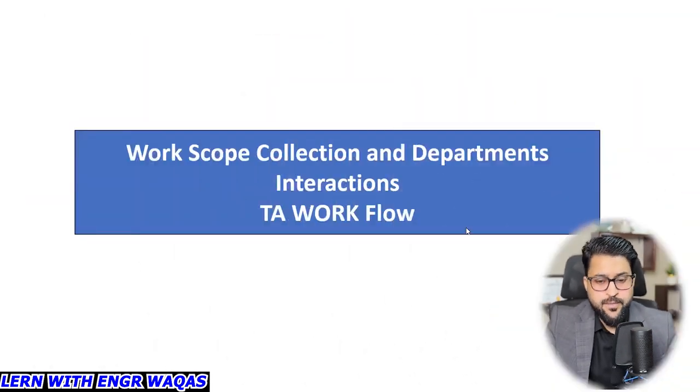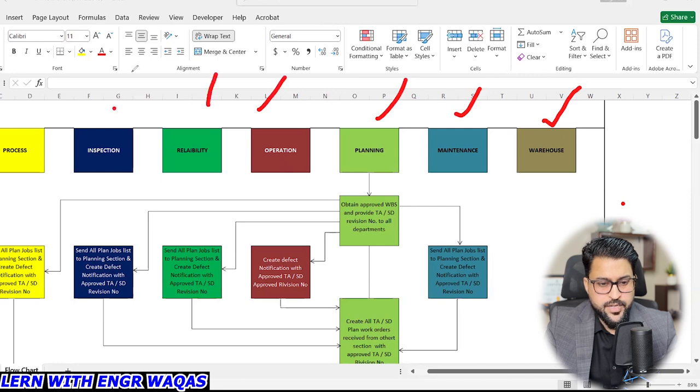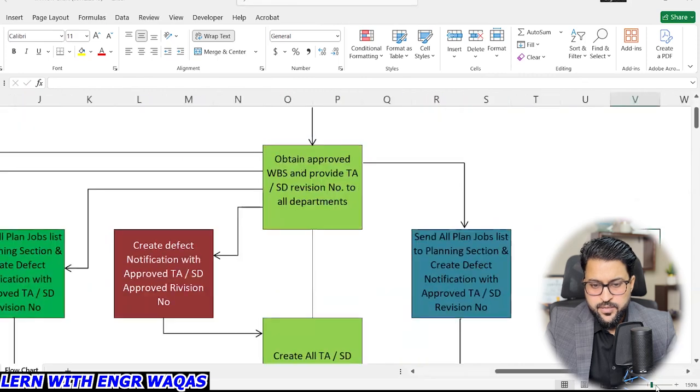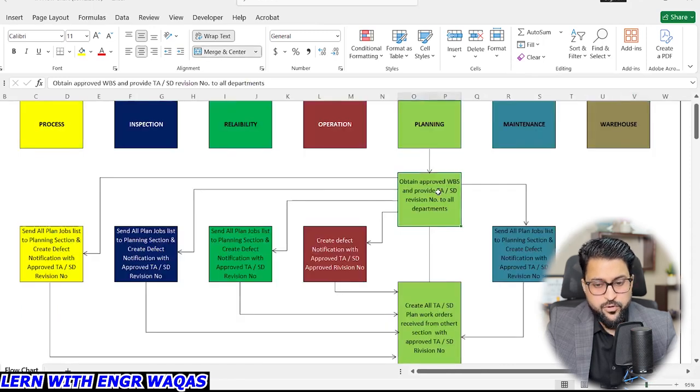I will be sharing one very important flow chart with you, and you can see how important it is. Here you can see there are different departments and how they are going to interact. This is warehouse, maintenance, planning, operation, reliability, inspection, and process. How are all these departments going to work? First of all, you can see this was: obtain approved WBS and provide the turnaround shutdown revision number to all departments, right?